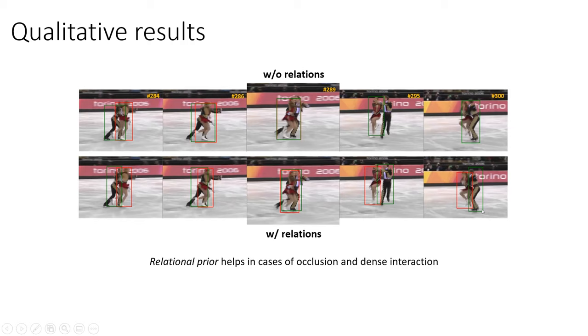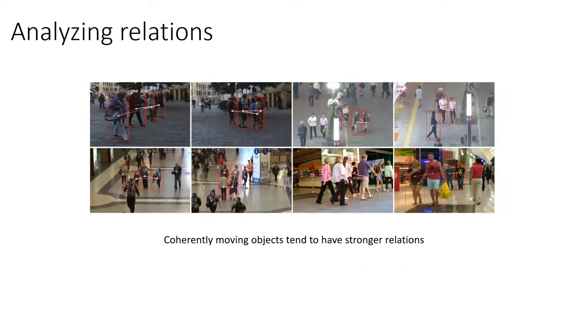So we also analyzed the relations produced by our relation encoding module. Here we visualize some relations. These are just attention weights from our relation encoding module. And as you can see, the higher attention weight is given to the objects which are moving close to each other, which are moving coherently or moving in groups.